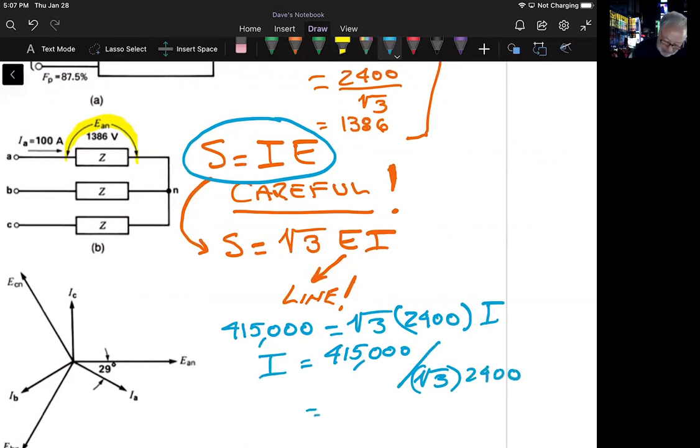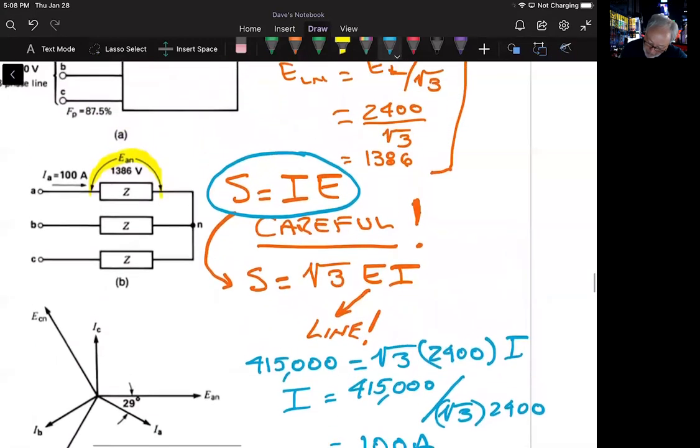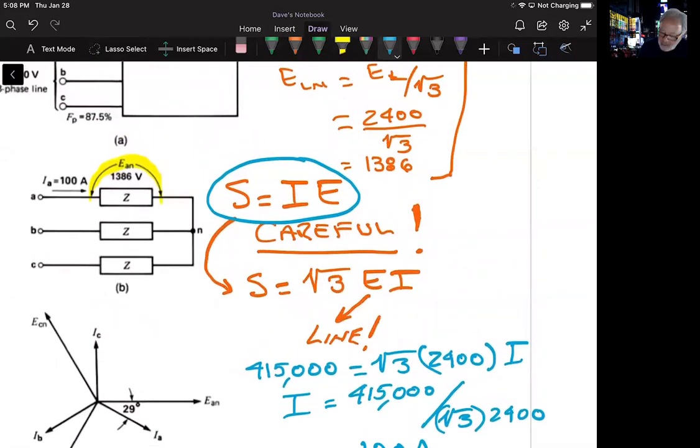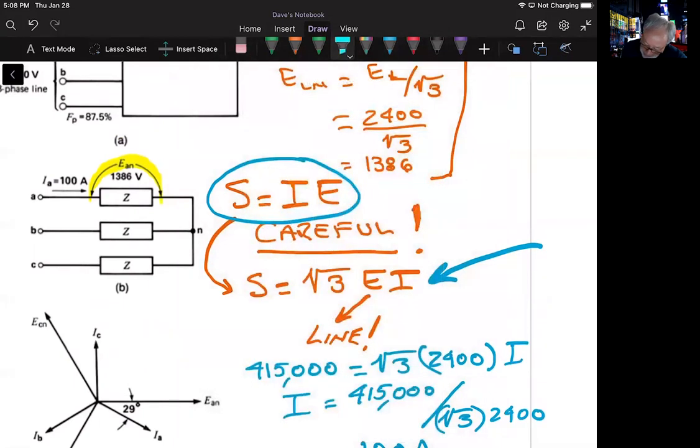Hopefully you didn't make that same mistake that I did initially working that. If I crunch this out, 415,000 divided by 2,400 times square root of 3, I will get 100 amps as the current per branch. Be careful with that. Don't forget that. I see that a lot in this course, forgetting that this is a three-phase system, and when we're given the apparent power like that, make sure that we recognize that as what it is, so we have to make sure that we include that square root of 3. So now we know the current.